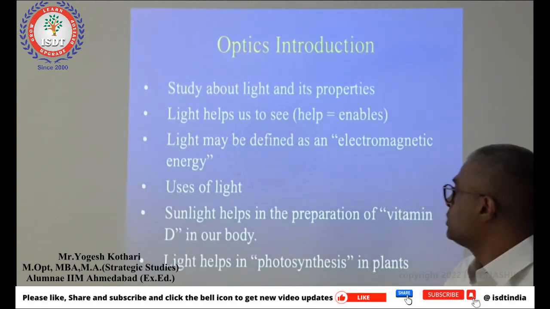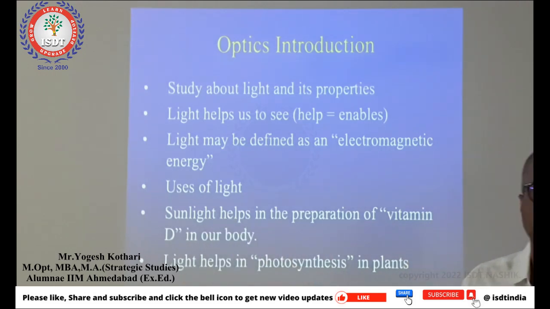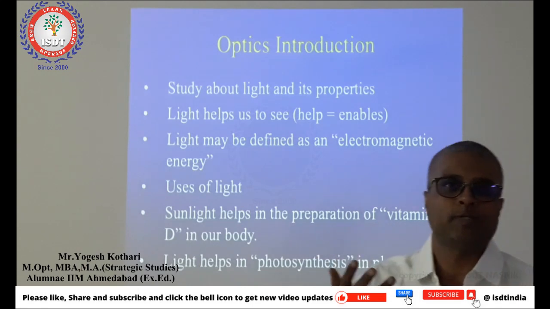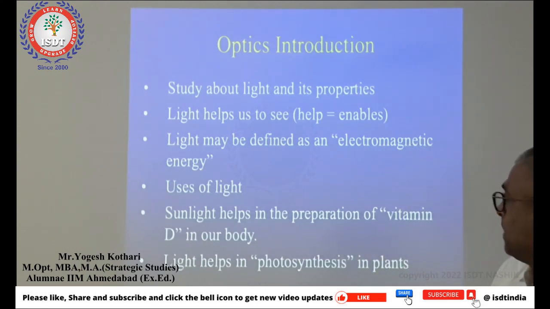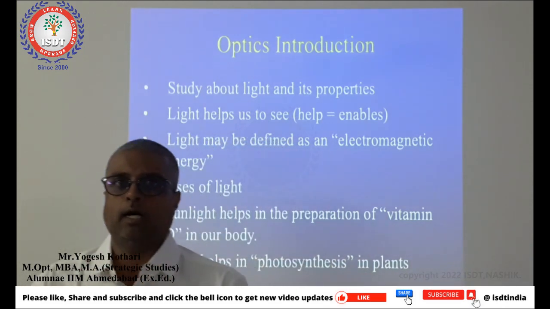Now there are different uses of light and different sources of light. Sunlight is one basic source of light. Then there are artificial sources like bulbs, tubes and so on. So this light has certain properties.